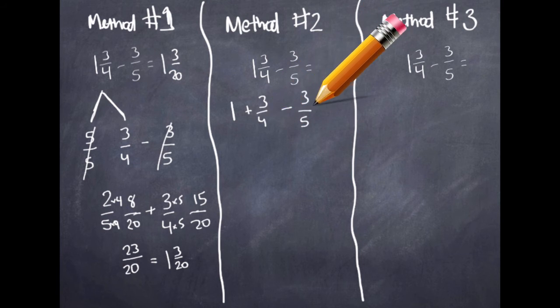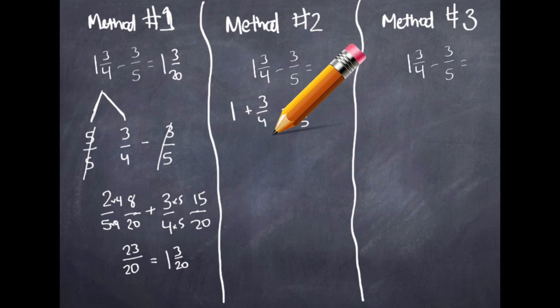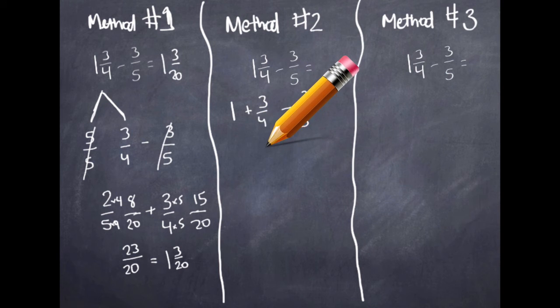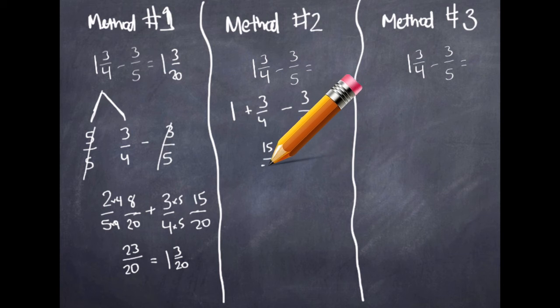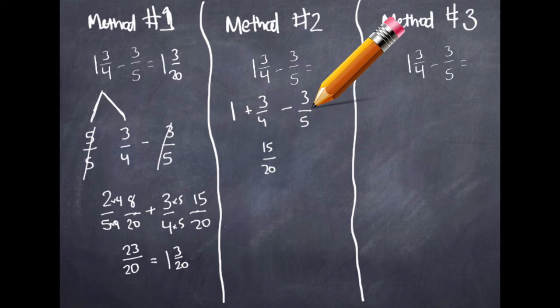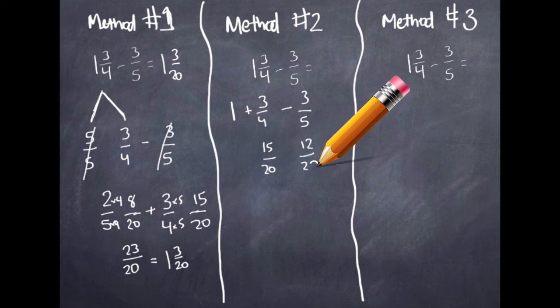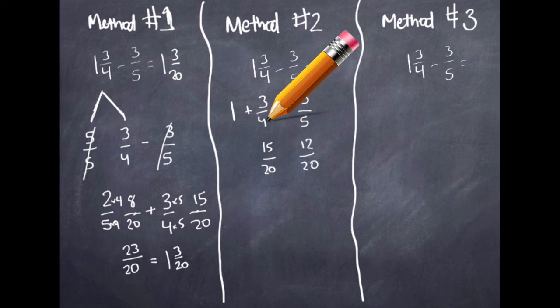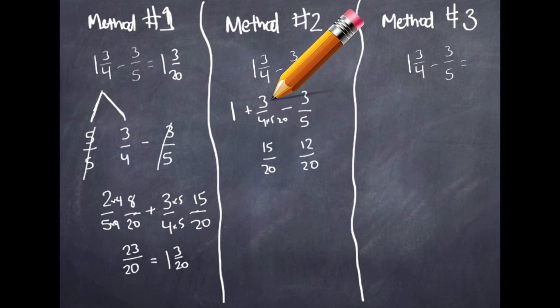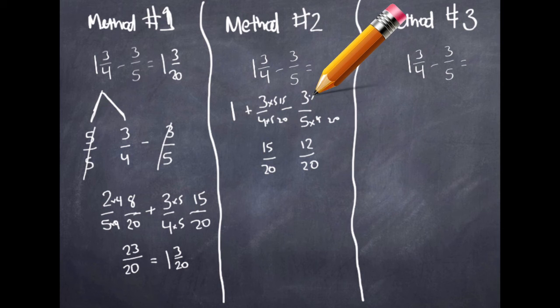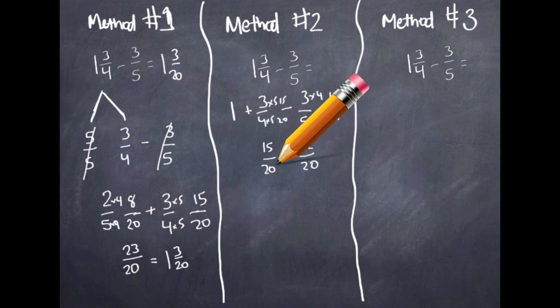So I'm just going to really think about my 3/4 and my 3/5. I'm going to make those equivalent fractions, those fractions with the same unit, right? Which is what I did over here. So my 3/4 is going to change to 15/20. My 3/5 is going to change into 12/20. Because 4 times 5 would give me 20, 3 times 5 would give me 15, 5 times 4 would give me 20, 3 times 4 would give me 12. Okay, so that's how I got those two there.